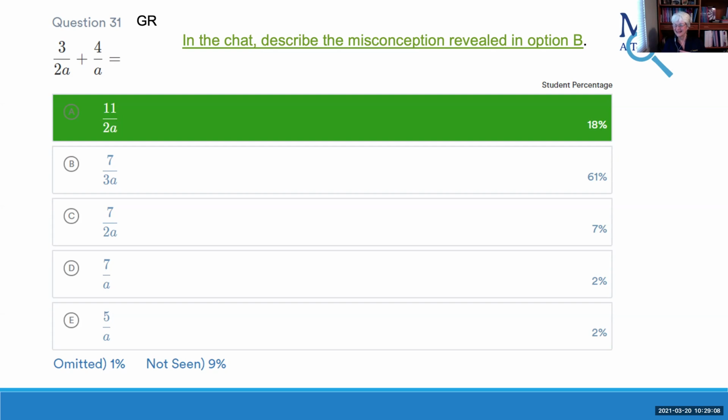They don't know about getting a common denominator. Yes. And what did they do? They added the numerators and added the denominators. Ever seen that one as a teacher? Right. So this to me, again, as a teacher, is something that I would want to address in class.